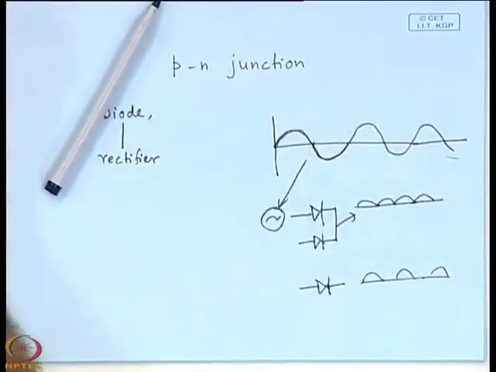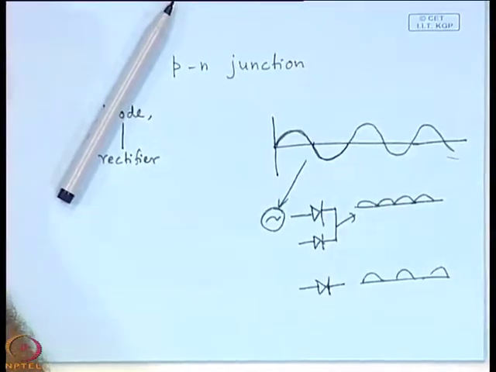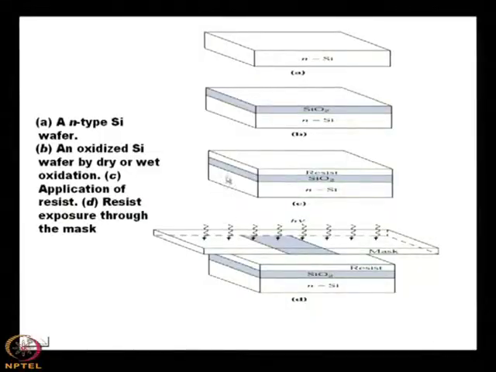Okay. So, now if you consider a p-n junction diode, the thing is how this diode is formed, because now we are in a position to fabricate a p-n junction diode from our knowledge, which we have gained in the last lectures. Let us take a silicon which is n type. This is an n type silicon.